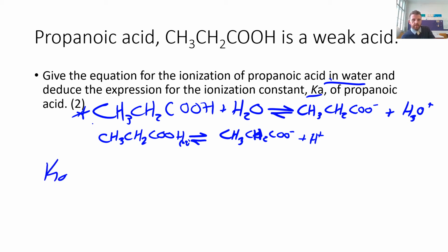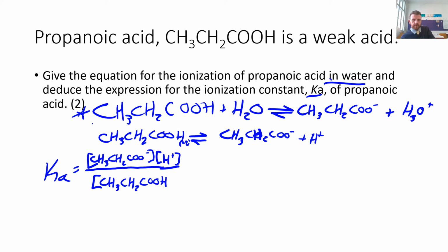So Ka is equal to the products over the reactants. So I'm looking at the concentration of CH3CH2COO⁻ times the concentration of H⁺ over the concentration of CH3CH2COOH. So this one is different from Kw because this is aqueous and water is a liquid. So we're going to exclude water from our Ka expression, but we are going to include propanoic acid because it is aqueous. Therefore, it will have a concentration.